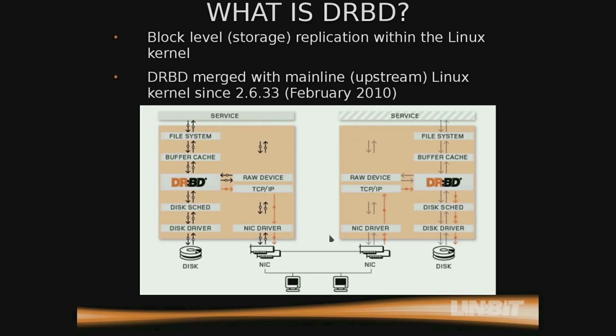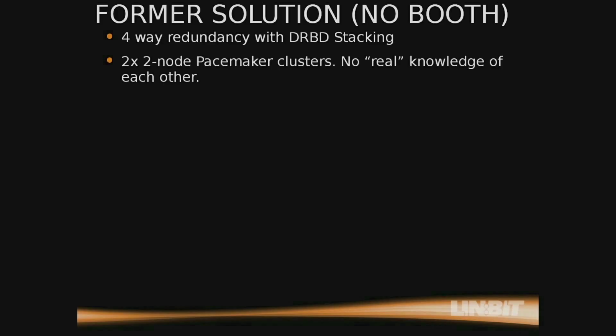And to allow DRBD to do that easily, we use DRBD proxy, which can be thought of as the WAN acceleration portion for DRBD. So previously, before Booth, we had 4-way redundancy with DRBD stacking. With the newer DRBD 9, we should be able to achieve up to 32 replicas if needed, or you could still do a 4-way, as this example shows. For this, we have two 2-node Pacemaker clusters. These two clusters have no real knowledge of each other, and failover between the sites is done manually.